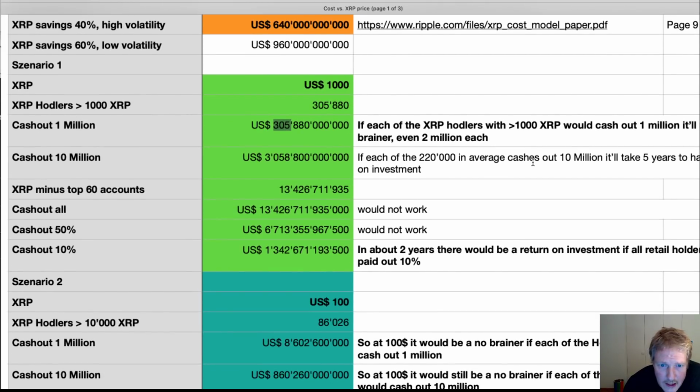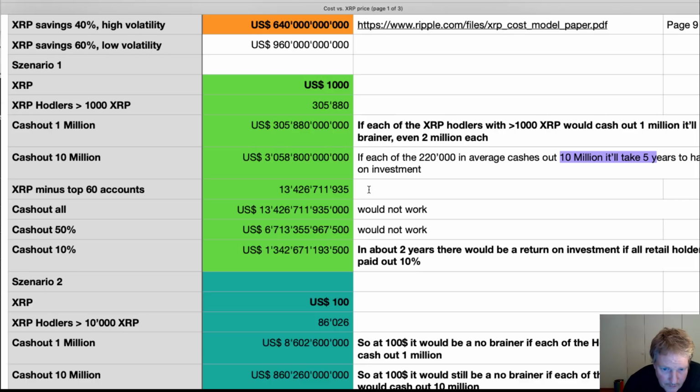Even 2 million, each of those ones could cash out. 10 million cash out wouldn't work anymore, because then we'd be at 3 trillion. And then it would take roughly 10 years for a return on investment.